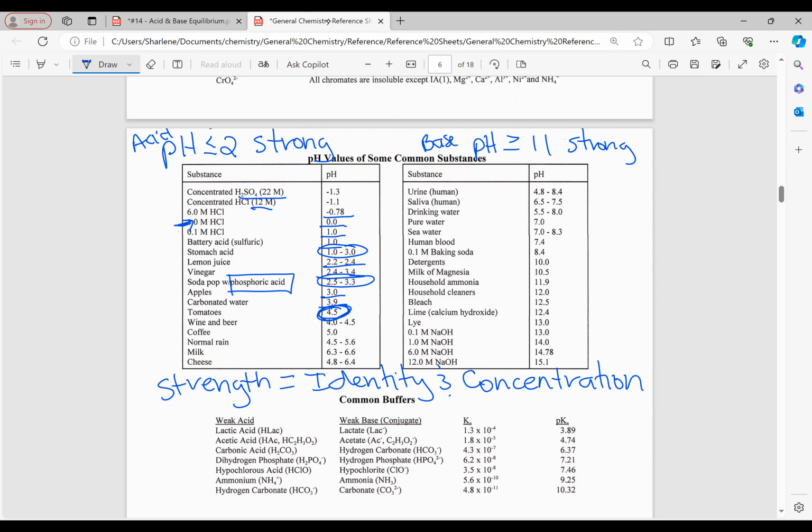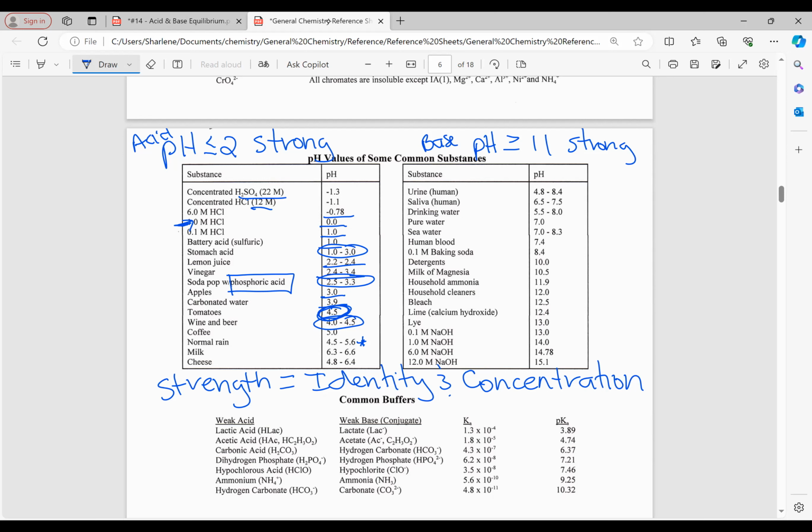All right, wine and beer. What? Clear down in the 4s to the 4.5s. Coffee is around 5. Normal rain, okay, normal rain is somewhere between 4.5 and 5.6. So you've heard the term acid rain. Well, most rain is slightly acidic. Acid rain is even more acidic than that. So for some of you, when you're out in the rain and it hits your skin, it stings a little bit. So if you don't have that nice protective layer, if your skin is dry, you can actually feel the acid in the rain, and it kind of hurts.